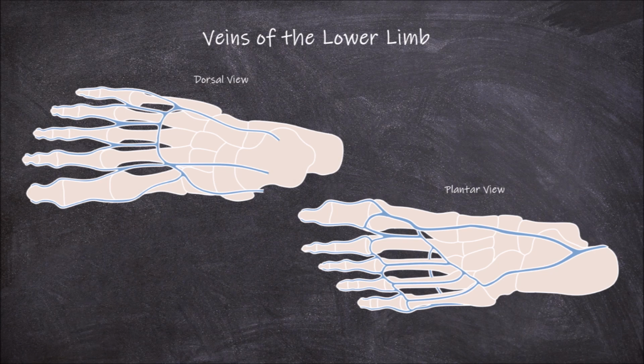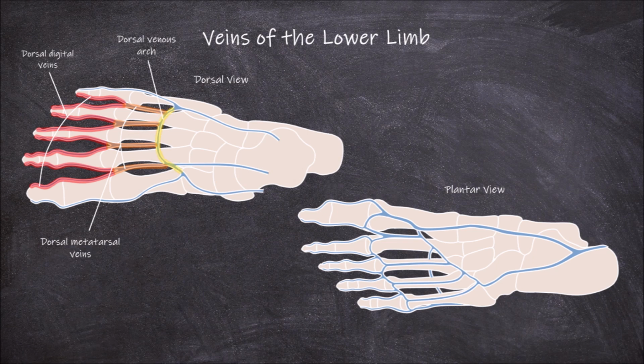The dorsal veins of the foot start with the dorsal digital veins on each side of the digits. These veins run from the ends of the dorsal surface of the toes proximally up each side of the toes. These veins unite in pairs to form the dorsal metatarsal veins. The dorsal metatarsal veins then drain the blood up most of the length of the metatarsal bones before together forming and draining into the dorsal venous arch.